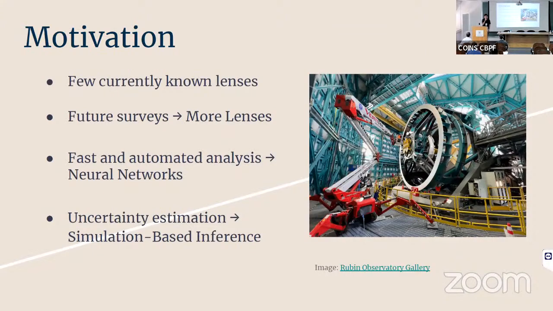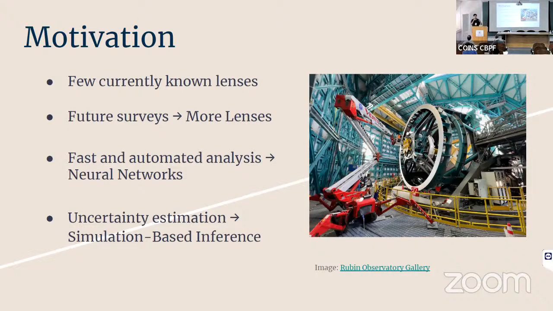Again, I'm sure many of you know that we don't have a lot of strong lensing systems that are already observed and modeled. But there is a big expectation that surveys in the future, like LSST, will greatly increase the number of strong lensing systems that we observe. I'm sorry. There's an expectation of a big increase in the number of strong lensing systems that we have observed in the next few years.